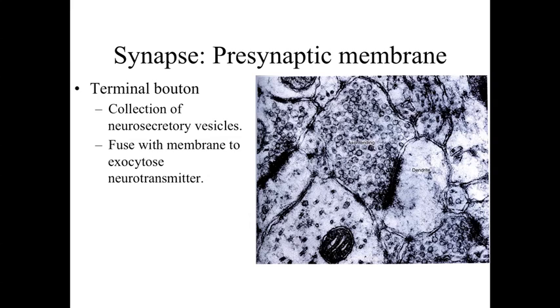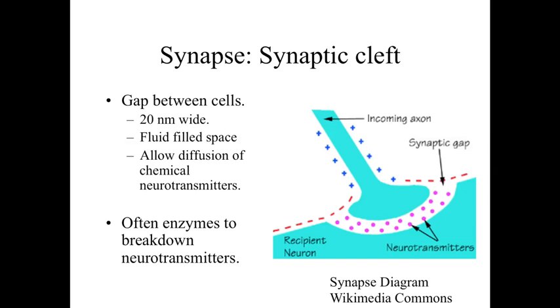It's referred to as the terminal bouton. And within that, what we're going to have is a collection of neurosecretory vesicles, essentially membrane-bound vesicles, which are going to be packed with the neurotransmitter. And so when that action potential comes down the axon, it's going to trigger the release of the neurotransmitter. So it's going to cause these neurosecretory vesicles, membrane-bound vesicles, to essentially fuse with the membrane through the process of exocytosis, dump out their neurotransmitter and release their neurotransmitter into that space.